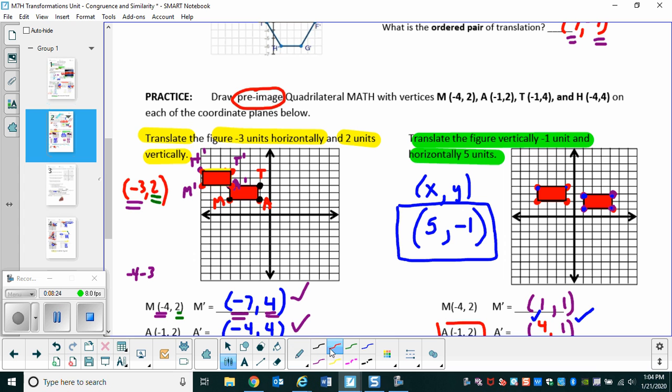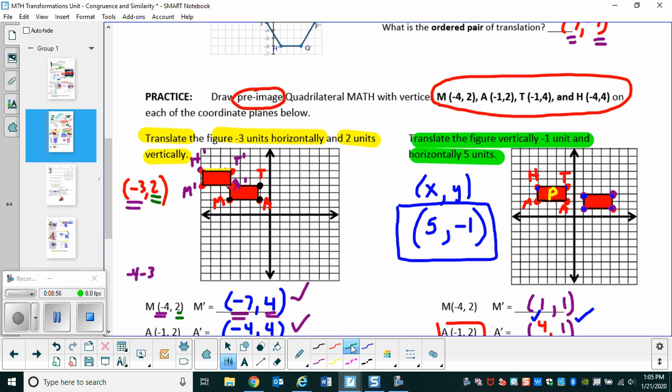All right, so now we're going to take a look at another one, and it's got the same pre-image, I'm going to put a P here on it so you can see that it's the same one. If you move back 4 and up 2, so back 4, up 2, that's M. Then we had back 1, up 2, that point is A. Then if you go back 1, up 4, that one was T. And if you move back 4, up 4, that one was H. So this was our pre-image, and it's the same pre-image as our first example. So go ahead and plot that down.